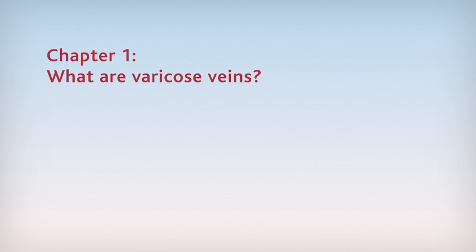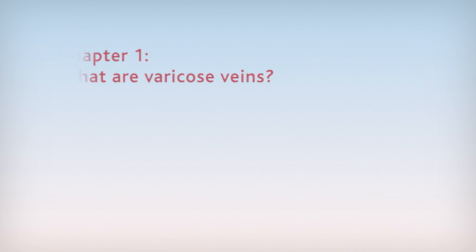What are varicose veins? Varicose veins are superficial veins of the leg that are pathologically enlarged and often appear twisted and bulging.